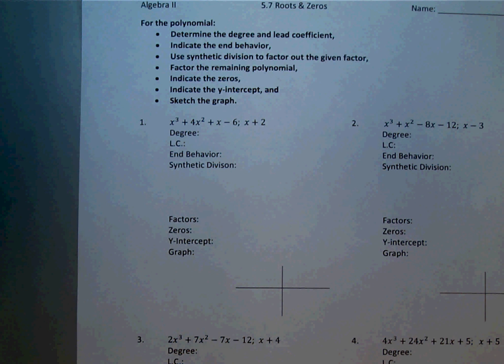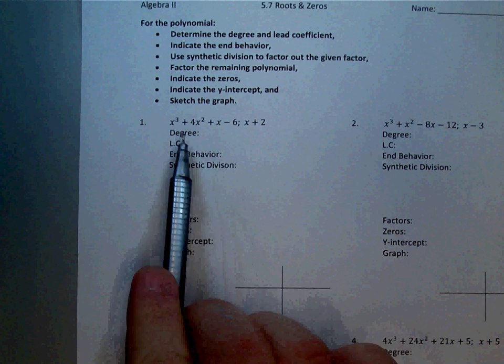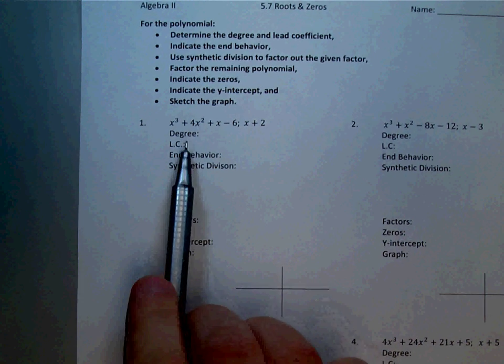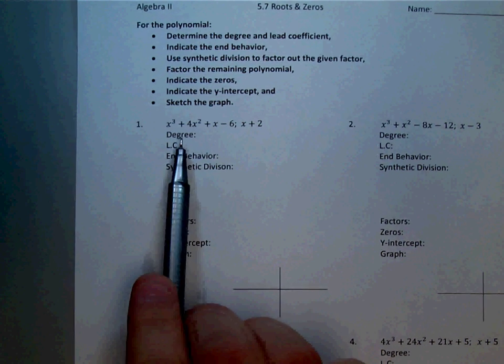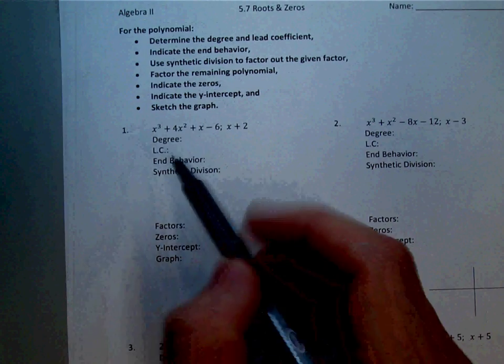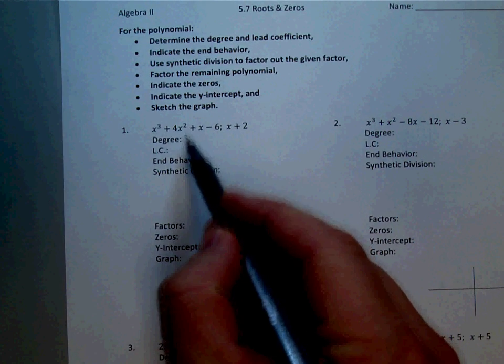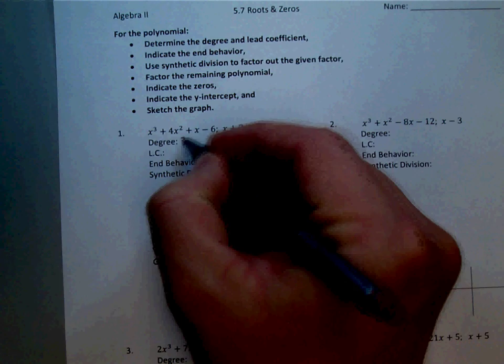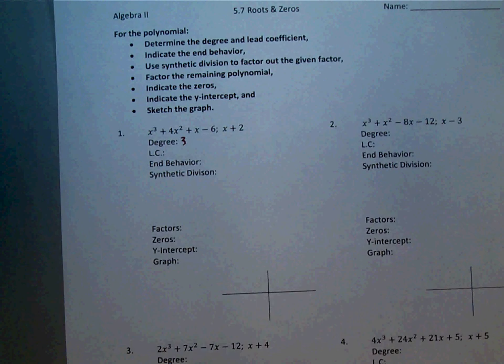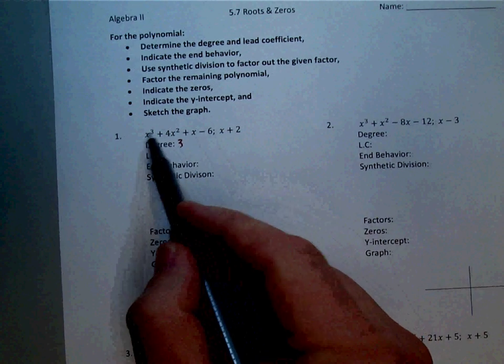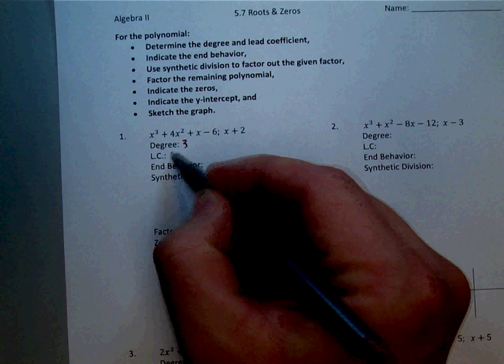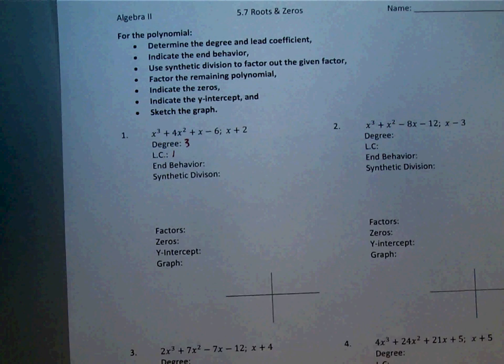Okay, so this is kind of a combination of everything we've done so far. So the degree, hopefully you remember, the degree is the largest exponent. On number 1, the largest exponent I see is 3. And so then for the leading coefficient, the term with the degree of 3 has a 1 in front. So it has a leading coefficient of 1.